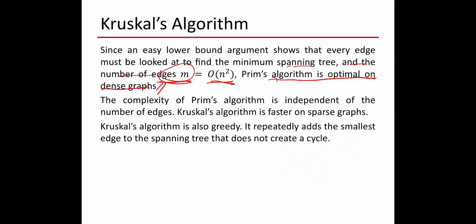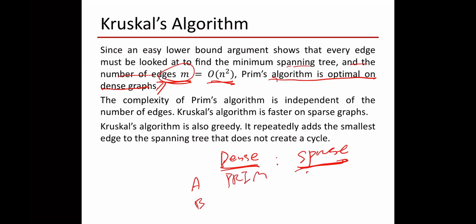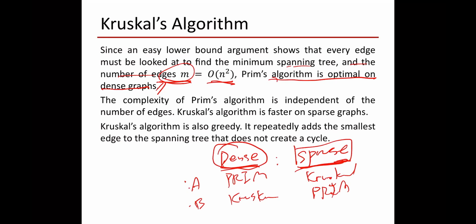So what is the difference between dense and sparse? When it is dense, which one should I choose? When it's sparse, which one should I choose? A, B, Prim's, Kruskal. What's your answer? If your graph is dense, which one should I choose? If your graph is sparse, which one should I choose?